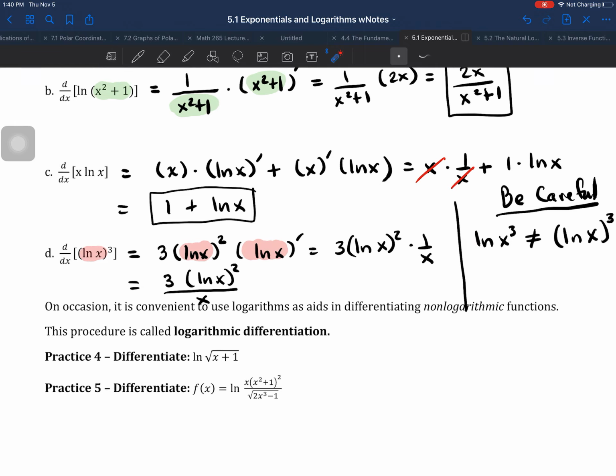This one doesn't. To find the derivative of this, we're going to use the power rule. So we're going to bring down the 3, leave the inside as it is, subtract 1 from the power, and multiply by the derivative of the inside. So, we have 3 times natural log of x squared times 1 over x. Multiply those together, and we get this.